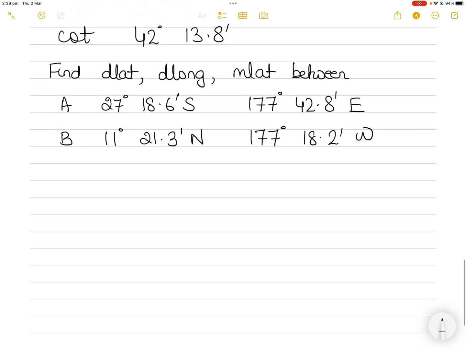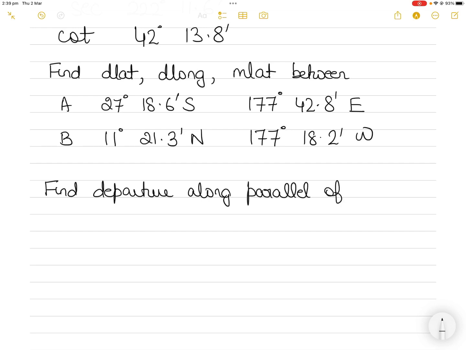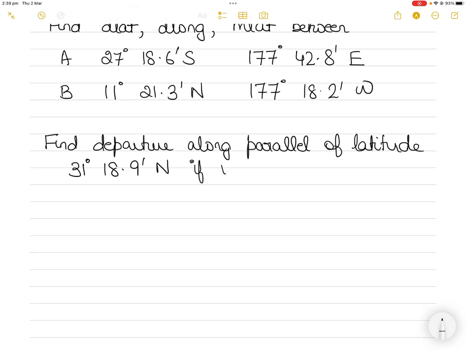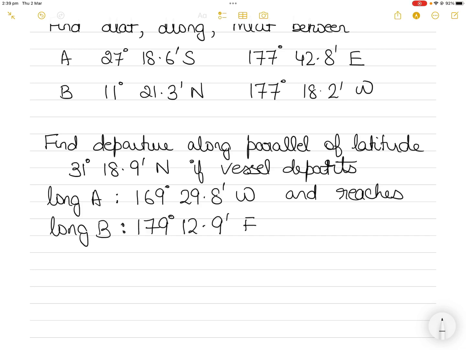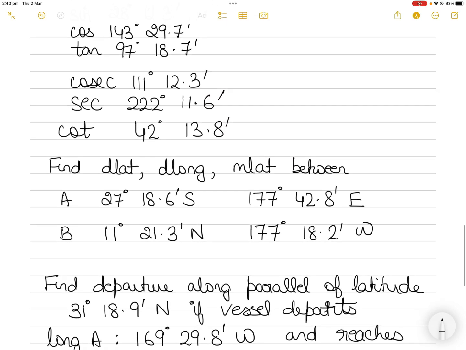All right, and the final exercise that you can do is find the departure along the parallel of latitude 31 degrees 18.9 minutes north if the vessel departs longitude A 169 degrees 29.8 minutes west and reaches longitude B 179 degrees 12.9 minutes east. All right, so have a go at these.